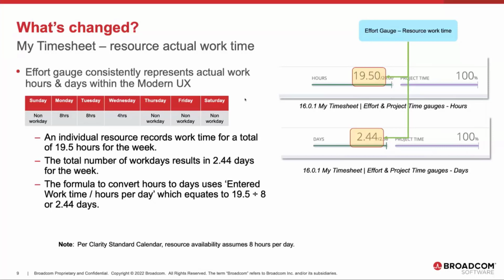Same schedule, this person has 20 hours, but in this case, we're starting to see that they've recorded 19.5 hours of work across their timesheet, which equates to 2.44 days. So I just want to point out those are some of the fundamentals that are associated with the effort gauge in terms of actual work time in hours and days, and compared to availability in terms of hours and days.